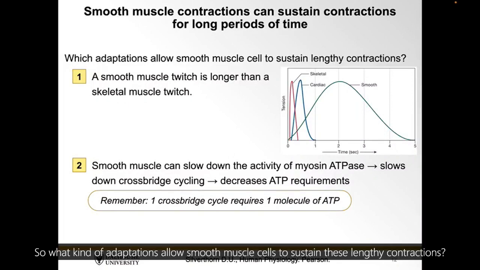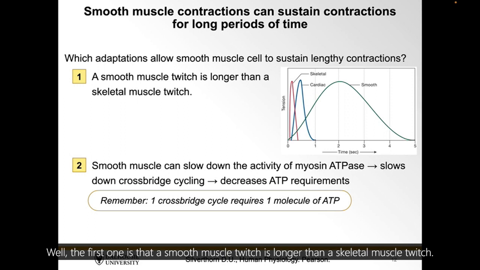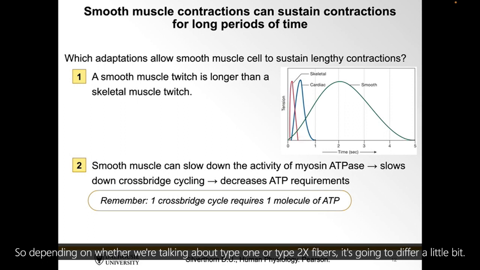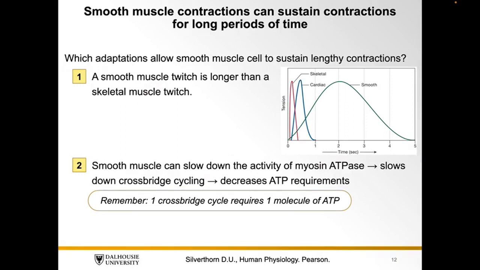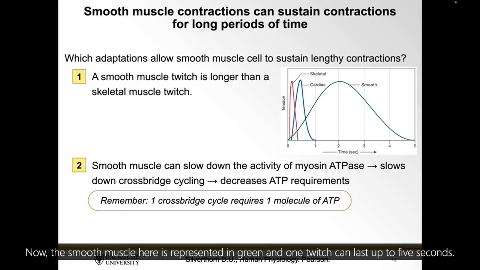So what kind of adaptations allow smooth muscle cells to sustain these lengthy contractions? Well, the first one is that a smooth muscle twitch is longer than a skeletal muscle twitch. Skeletal muscle here is represented in red. Depending on whether we're talking about type 1 or type 2X fibers, it's going to differ a little bit, but a skeletal muscle twitch can be about 20 milliseconds. Now the smooth muscle here is represented in green, and one twitch can last up to 5 seconds.